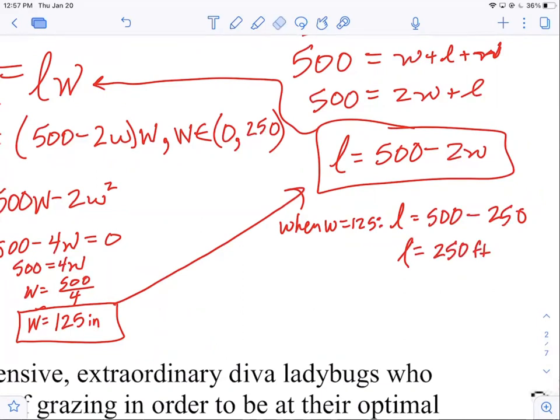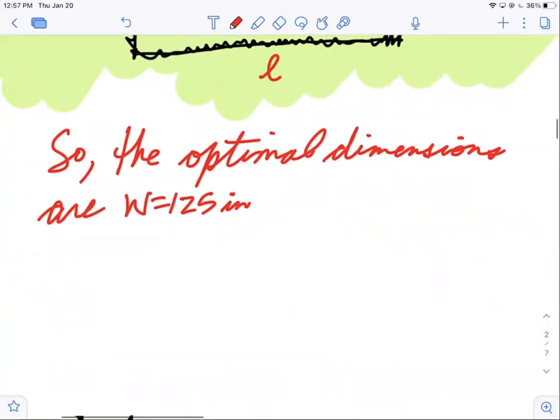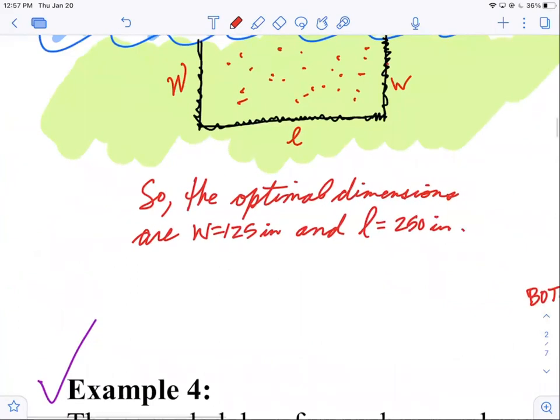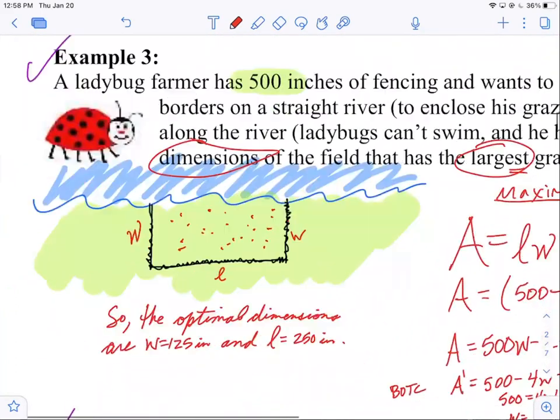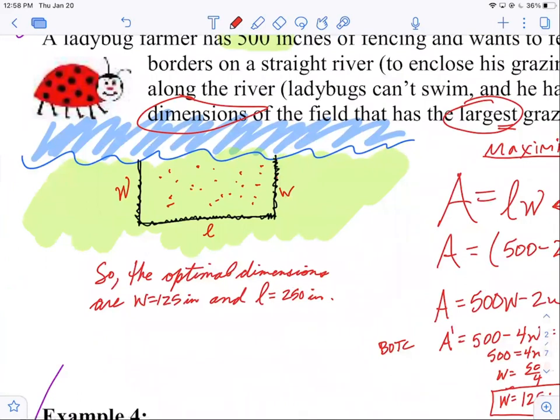Yeah, thank you. It's an old habit, right? When I build stuff around the house, it's always in feet. Now we got inches. W equals 125 inches. Or you could say by, if you want. That's usually like 2 by 4. And L is 250 inches. And now we know which one's which. We know that W is the length perpendicular to the river, and we know that L is the side that's parallel to the river. So we answered the question.